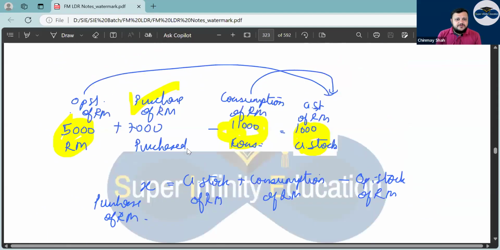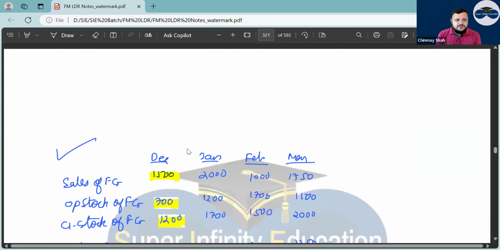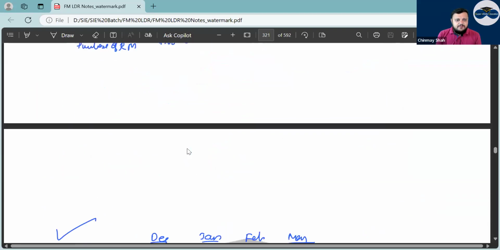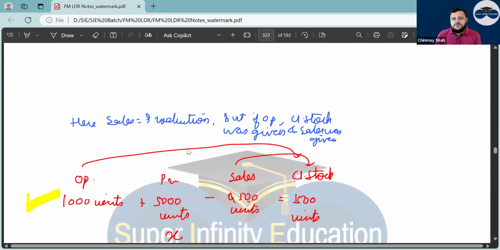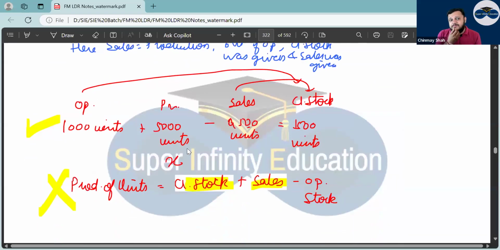There are 2, 3 formulas that we need to revise. Have a look. Opening stock plus production minus sales will give you closing stock. So if I have to find production units, how will the formula be rearranged? Closing stock plus sales minus opening stock will give you the production units. Makes sense?